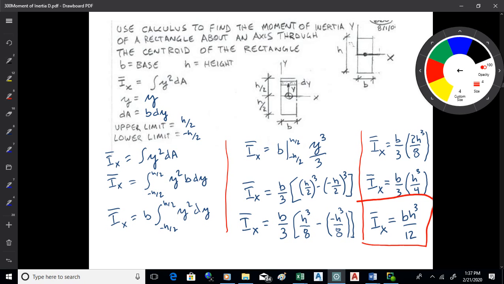And that's a very well-known formula for a rectangle. And that's on the back of your formula sheet also. It's on the very bottom on the right there. There's some shapes. And bh cubed over 12 is the centroidal moment of inertia of a rectangle about its own base. Okay. So we good with that?